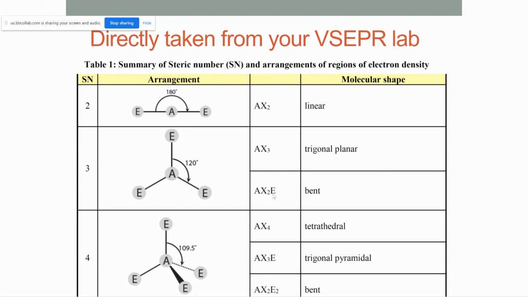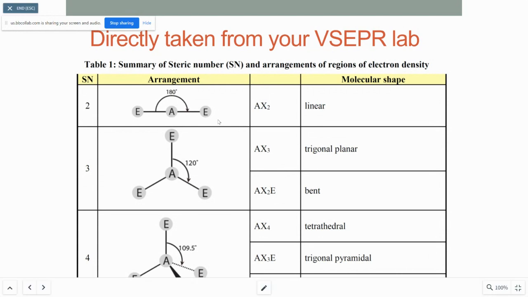All right. So now I'm going to talk about steric number, and I'm going to use the lingo that your VSEPR lab uses. So make sure you listen to me carefully. Whenever we talk about steric number, what I'm saying is you are counting the number of electron groups around it. I think the VSEPR lab uses this term called electron group.